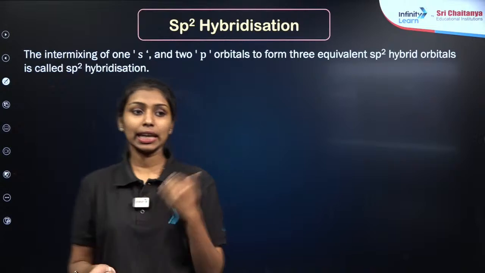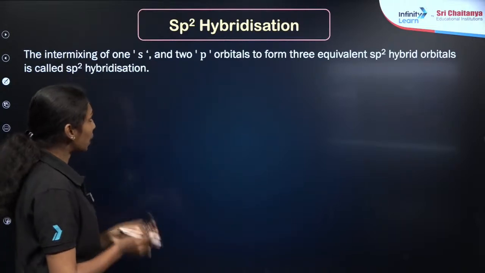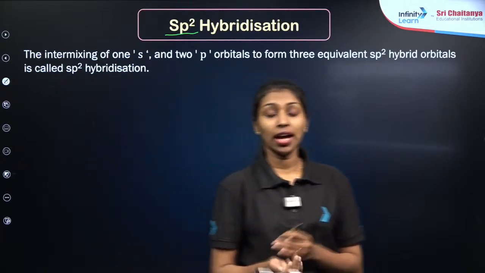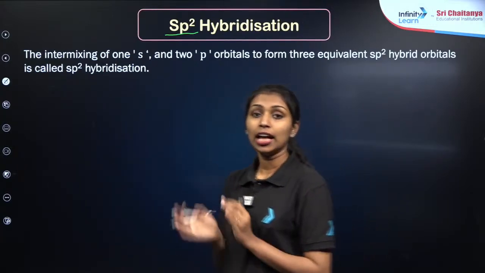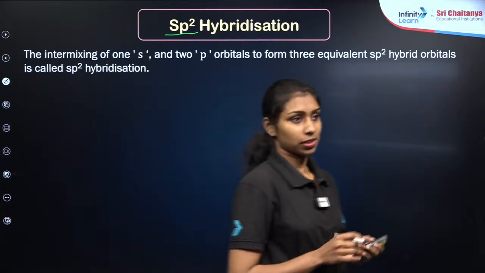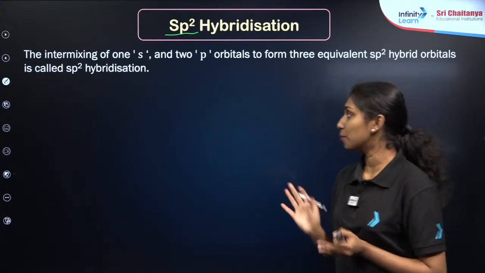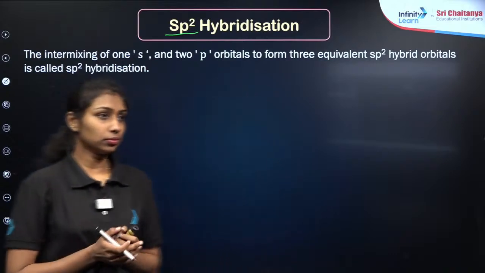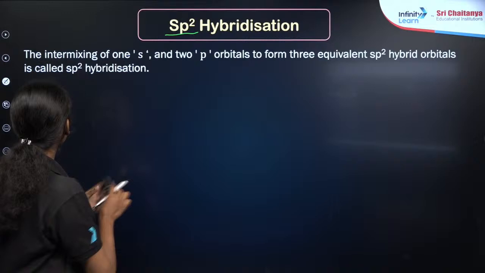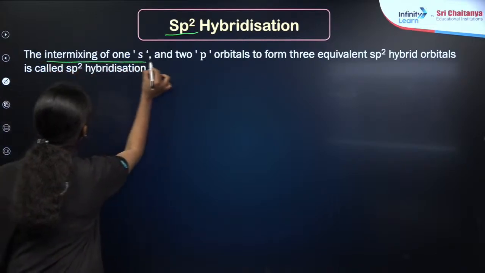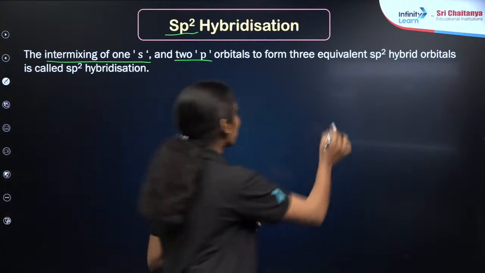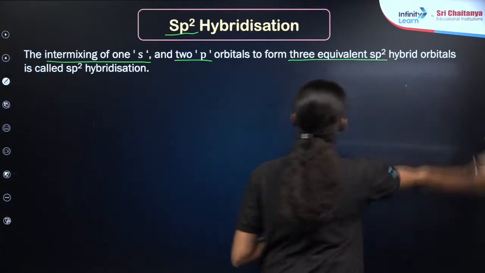Now let me move to the second type of hybridization, that is sp2 hybridization. What do you mean by sp2 hybridization? How many hybrid orbitals are forming there, or which of the orbitals are participating in the hybridization in the case of sp2 hybridization? That will be the definition of that hybridization. sp2, right? 1 s and 2 p orbital. So you can see here the intermixing of 1 s and 2 p orbital. In total, 3 equivalent sp2 hybridized orbitals are forming in the case of sp2 hybridization.